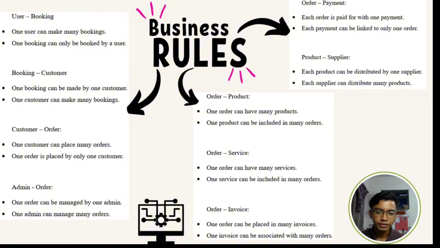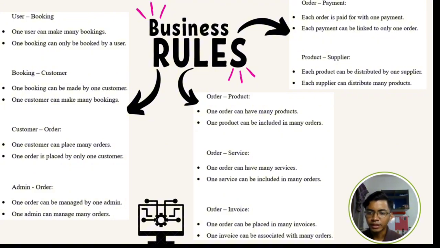The next business rule is admin and order. One order can be managed by one admin and one admin can manage many orders. The next part is order and product. One order can have many products and one product can be included in many orders. The next is order and service. One order can have many services. One service can be included in many orders.